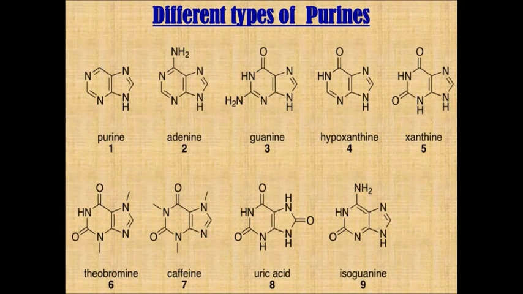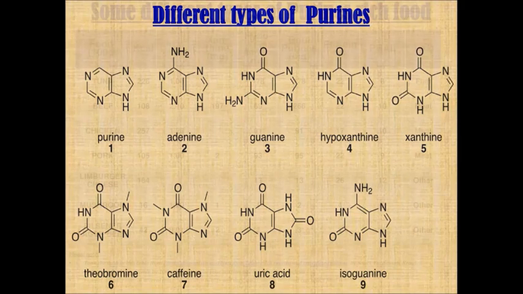Here are some of the types of purines, and as we can see, number 4, which is hypoxanthine, and number 5, xanthine, are the two main components which actually cause uric acid accumulation or excess uric acid formation. Other than that, all others are less important in this case, but anyhow, these are all purines, which can somehow or the other increase the uric acid level in our body.